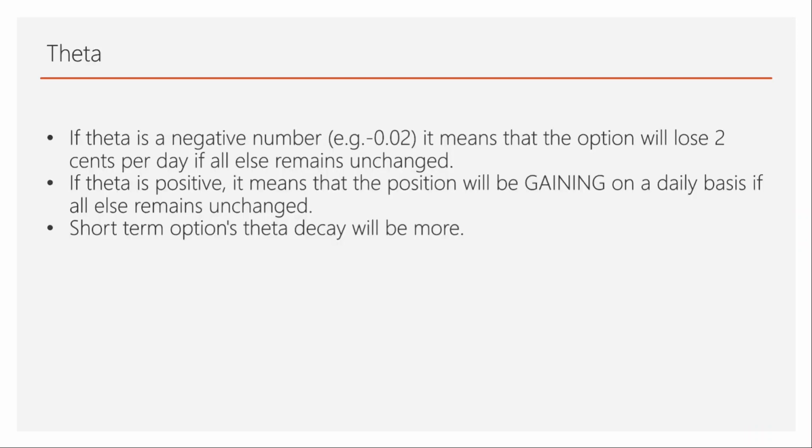Now we see theta. If theta is a negative number, it means the options will lose. Right now we see the theta here as minus 0.02, meaning it will lose 2 cents per day if all else remain unchanged. Like you would have observed, right?